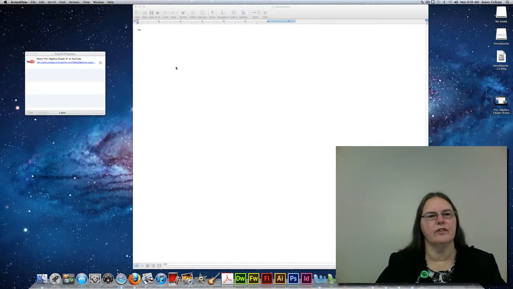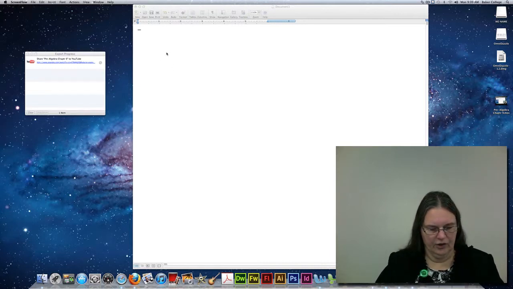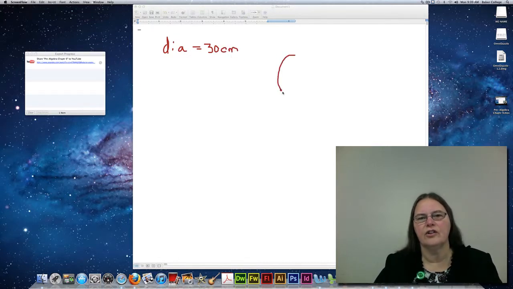In this circle, they're just going to give you the diameter of a circle, and they want you to find the radius. So let's look at the diameter of the circle. The diameter in this case equals 30 centimeters. That's really all the information you need about the circle. They're saying I have a circle, and if I cut it in half, that means diameter. This distance here is my 30 centimeters.